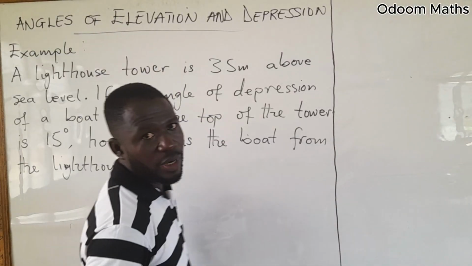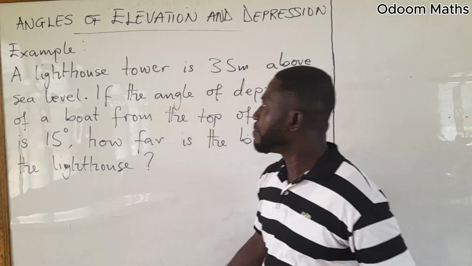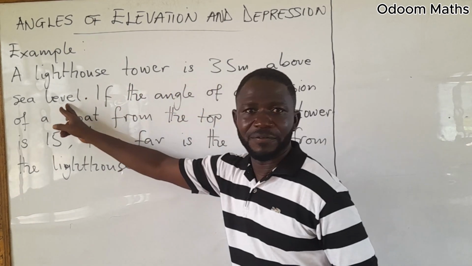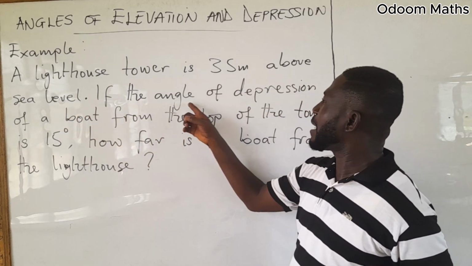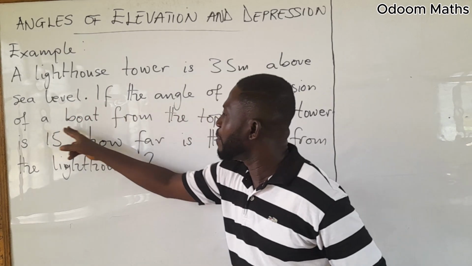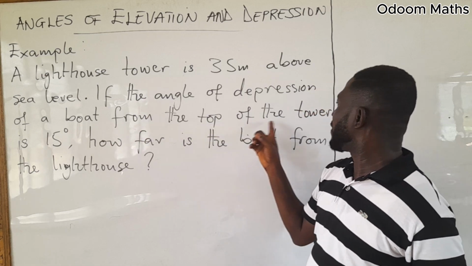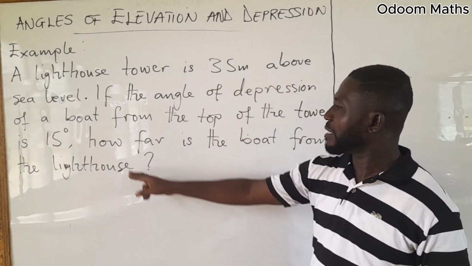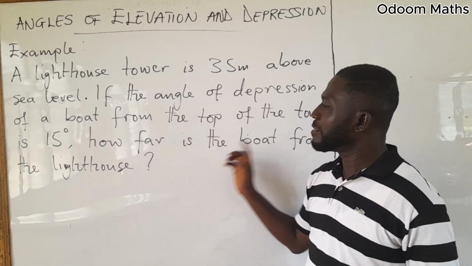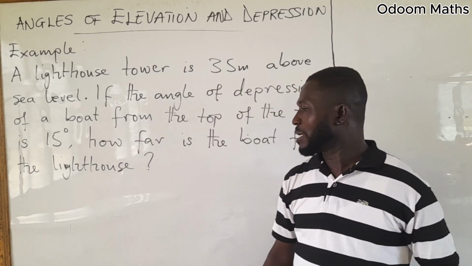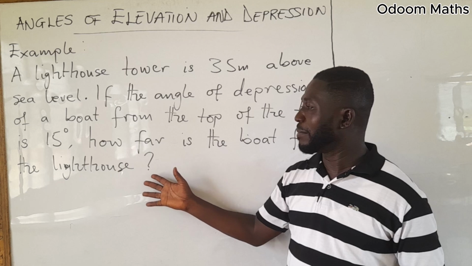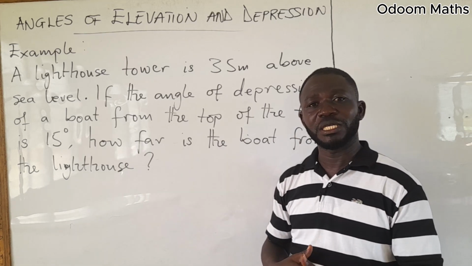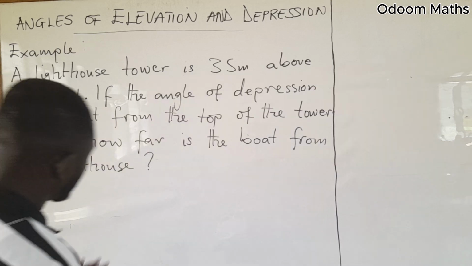Let's look at one more example. A lighthouse tower is 35 meters above sea level. If the angle of depression of a boat from the top of the tower is 15 degrees, how far is the boat from the lighthouse? So let's draw the diagram that corresponds to the question, then look at how we are going to solve it.